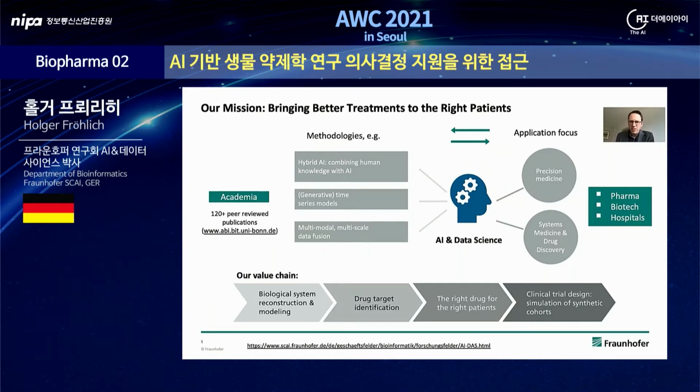Altogether, the work in our team is well aligned along the value chain in biopharmaceutical research. It covers AI approaches for biological system reconstruction and modeling, drug targets identification, bringing the right drug to the right patients, which is the core of precision medicine, and finally, also simulation methods for clinical trial design. Let me now provide you with a few more detailed examples of our work.